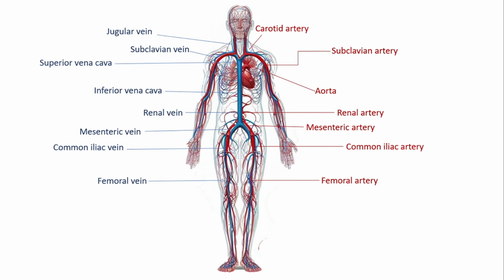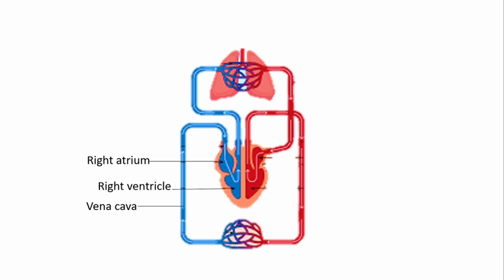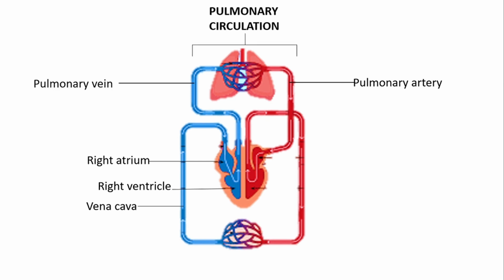Now let's look at this circulatory system in a flow diagram. In this diagram, you can see that deoxygenated blood from different parts of our body is carried to the heart by the vena cava. The vena cava allows the deoxygenated blood into the right atrium, then into the right ventricle. After passing through these chambers of the heart, the blood is carried to the lungs by means of the pulmonary arteries. After oxygenation in the lungs, the blood is then carried to the heart by the pulmonary veins. This forms the pulmonary circulation.